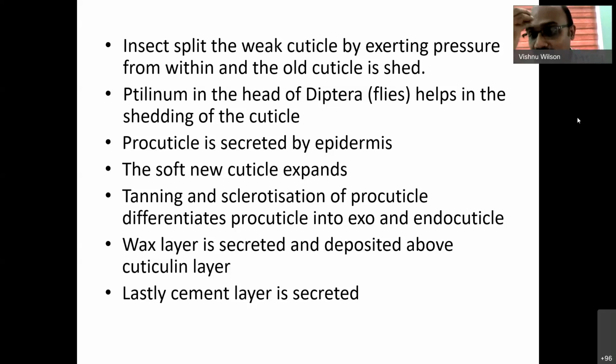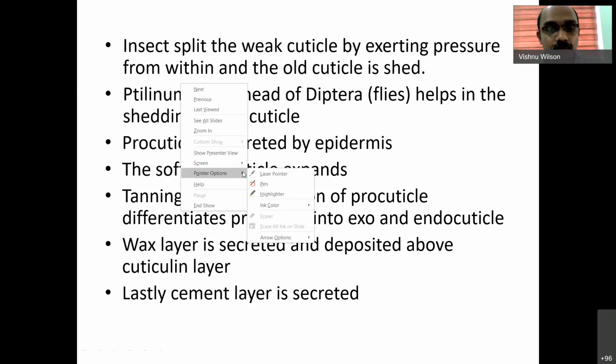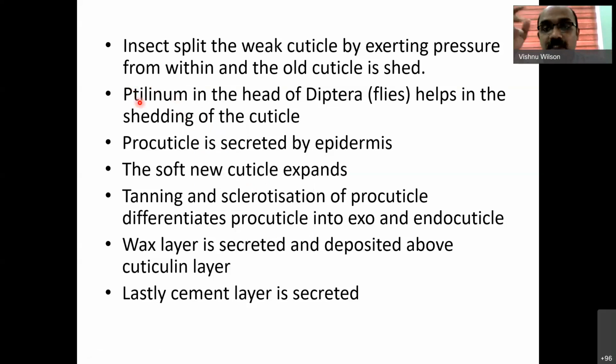Diptera has a balloon-like reversible sac at the head. During the molting process, when the insect takes in air, this reversible sac protrudes and breaks the old cuticle and helps in the molting process. That structure in the head of dipterans is called the ptilinum. You can see it over here. It is a reversible sac at the head of the flies.